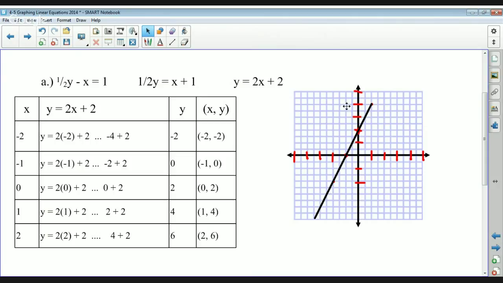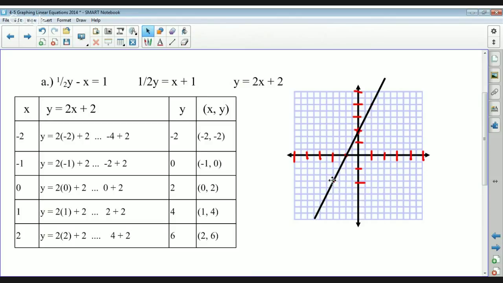And there's my line that's graphed. I can extend this line through. So my last point that I didn't have time to graph, 2, 6, would be right here where my cursor's at. Okay. One thing I want you to notice here, as we go, we keep going up by 2's.